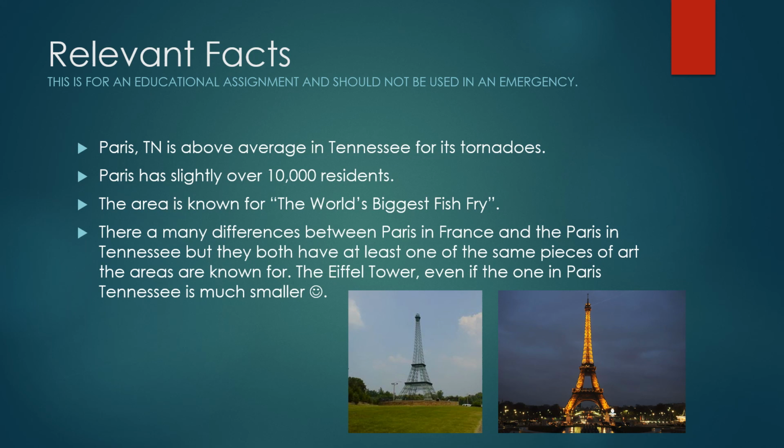In a study by USA.com, the number of tornadoes that historically hit Paris are significantly higher than the rest of Tennessee. According to the site, 208 tornadoes have occurred in Paris since 1950 to 2010, whereas the average is 175 across the state.